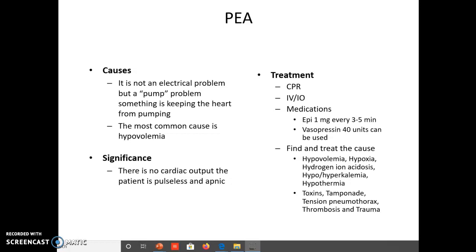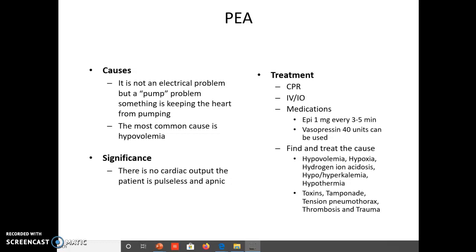And then we want to get our IV or our IO access right away. We're going to give epinephrine. Epinephrine, we give 1 milligram every 3 to 5 minutes. For our entire code, we can give it. Now, vasopressin is another type of pressor, very similar to epinephrine. And vasopressin used to be used a lot. We would give epinephrine or we could give vasopressin 40 units. Lately, AHA's guidelines say that you can use vasopressin, but usually we just recommend epinephrine, and that's generally what you will see in practice.